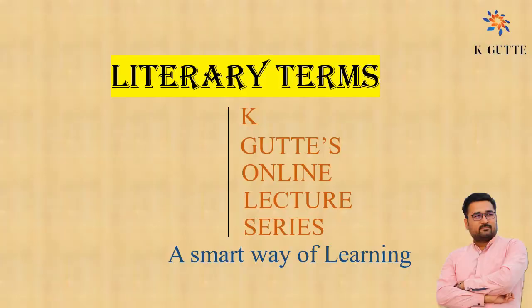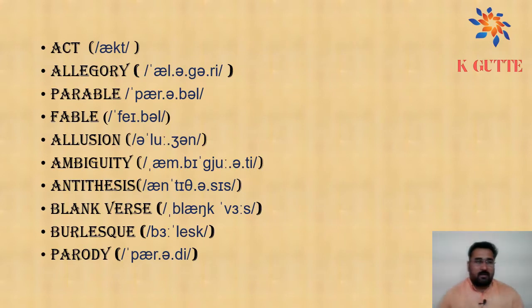We are going to discuss literary terms in detail. You will get the definition, you will get some examples of these literary terms. Dear students, these are act, allegory, parable, fable, allusion, ambiguity, antithesis, blank verse, burlesque, and parody. These 10 literary terms we are going to discuss in this video lecture. So keep watching.